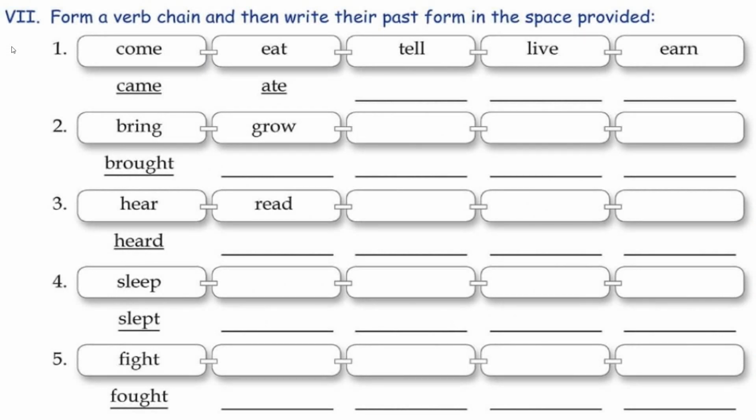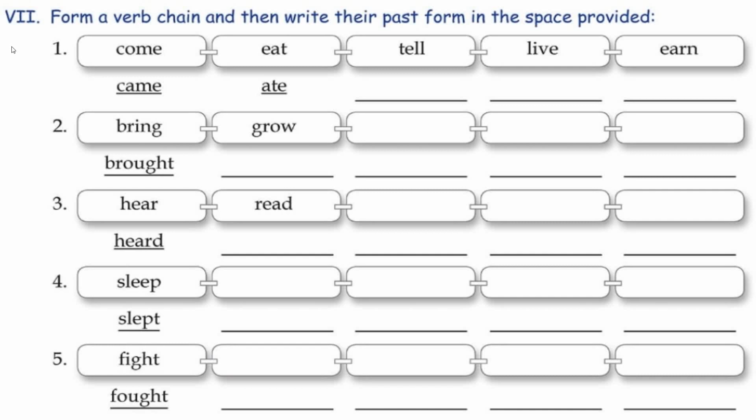So children, in the first chain what we have to do is use the last letter. Suppose the first is written come, so the last letter is E. So you have to write a verb which starts with E. So we have written eat. Again the last letter is T, so write a verb with T, that is tell. Again the last letter is L, so write a verb with L, that is live. Again the last letter is E, so write a verb with E, that is earn.